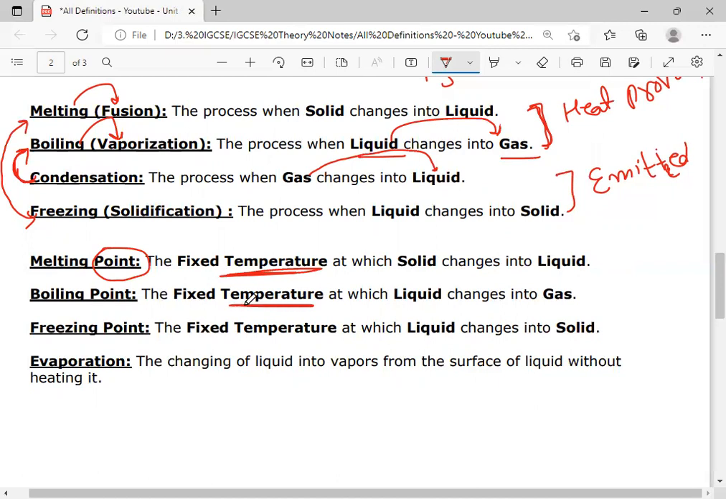Boiling point is the temperature. Freezing point is the temperature. So melting point is the fixed temperature when solid turns into liquid. The boiling point is the temperature when liquid turns into gas. And the freezing point is the fixed temperature when liquid turns into solid. Usually melting point is 0 degrees Celsius, as well as freezing point is also 0 degrees Celsius, and the boiling point of pure water is 100 degrees Celsius.